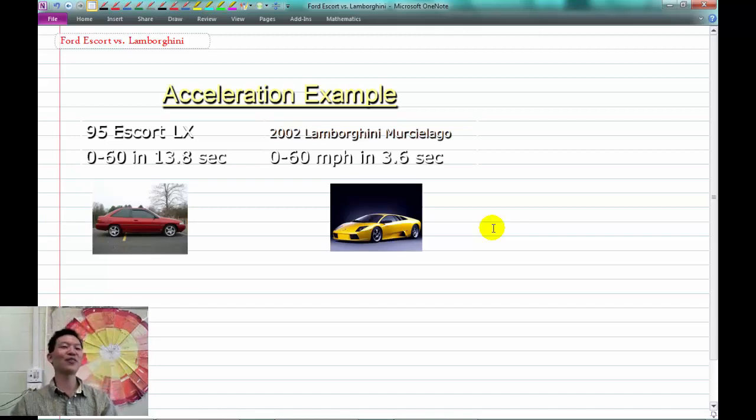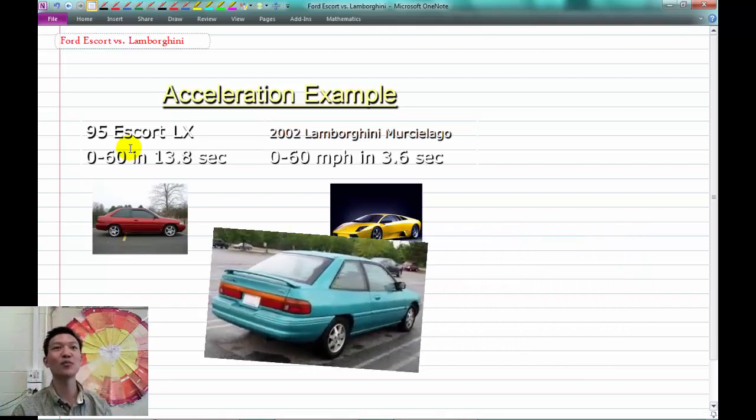We're going to do a little acceleration example, and we're going to look at Mr. Lau's old college car, a 1995 Ford Escort LX, 88 horsepower. It had a little bumper and these chrome wheels. Yeah! It's 0 to 60 in 13.8 seconds.